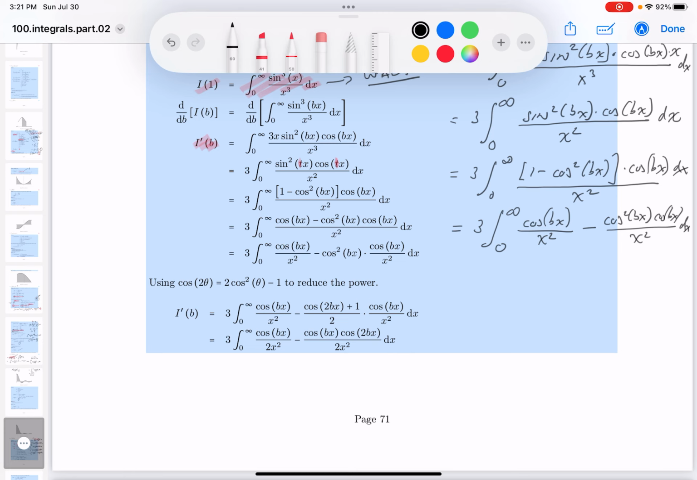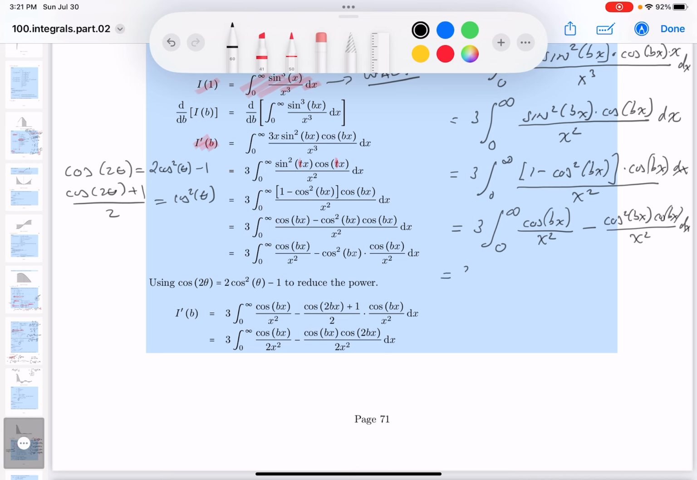Sure would be nice to reduce power. I don't want to go up in power, so you certainly get a cosine cube there, but I'm going to use those double angle formulas. Let's write that down for you. So cosine of 2 theta is 2 cosine squared theta minus 1, or cosine of 2 theta plus 1 over 2, and this is a reduction formula, is cosine squared theta.